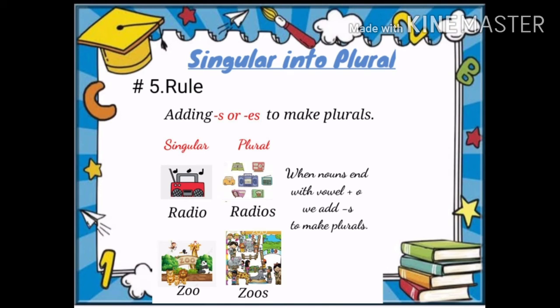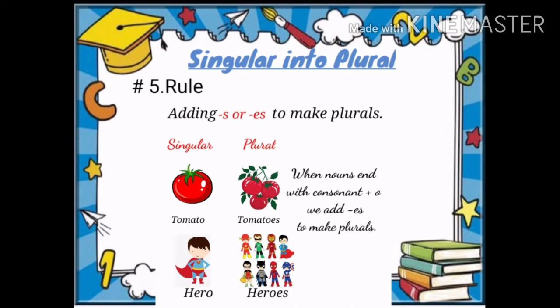And similar will be with zoo. It is ending with O and the preceding letter of O is also O, which is a vowel, so it will become zoos. Next comes those singular nouns which end with O but the preceding letter of O is not a vowel but it's a consonant. For example, tomato. Tomato is ending with O but preceding letter of O is T, which is a consonant. So we will add ES at the end to change it into plural form. So it will become tomatoes. And similarly, hero will become heroes in plural form.